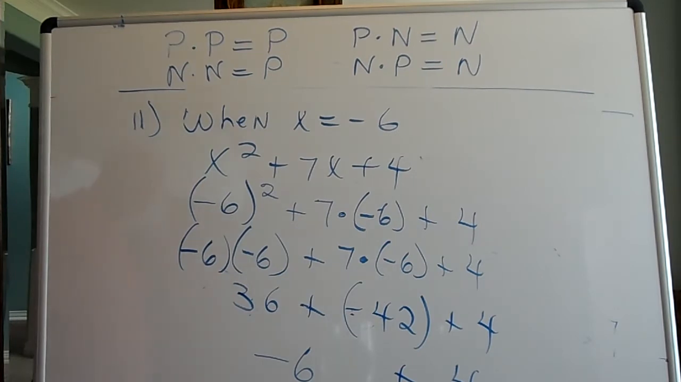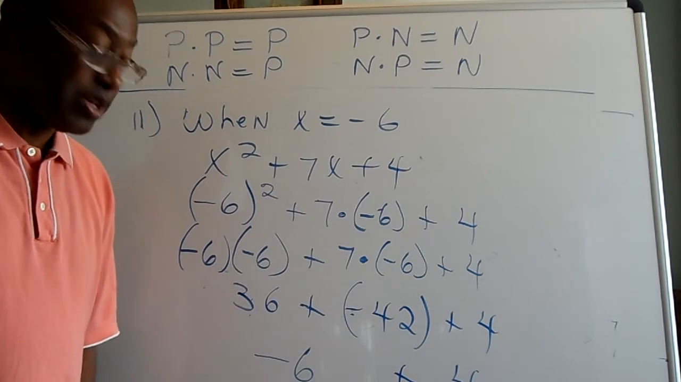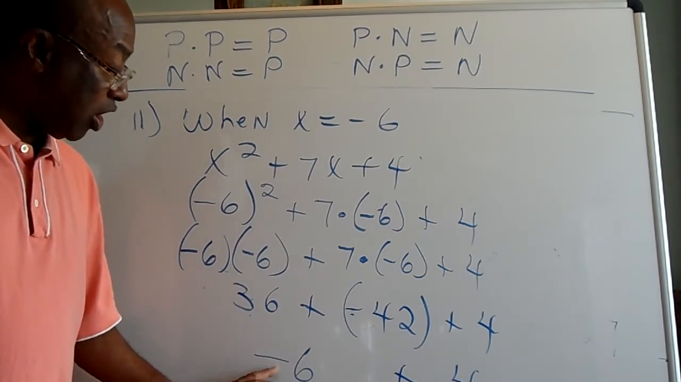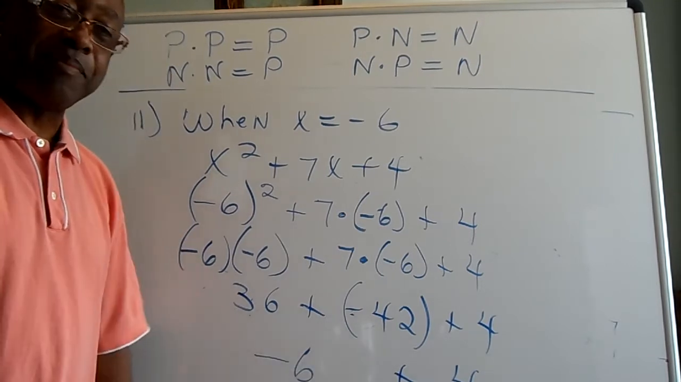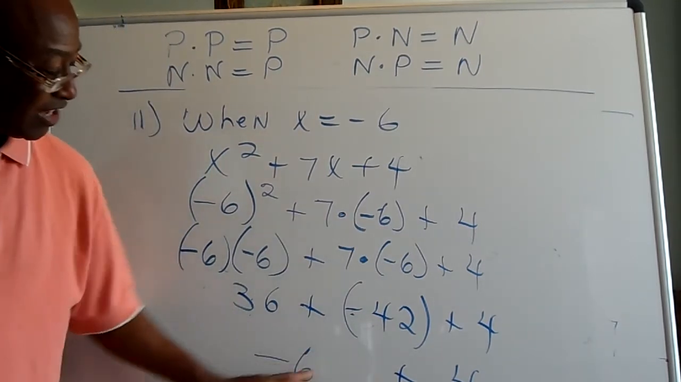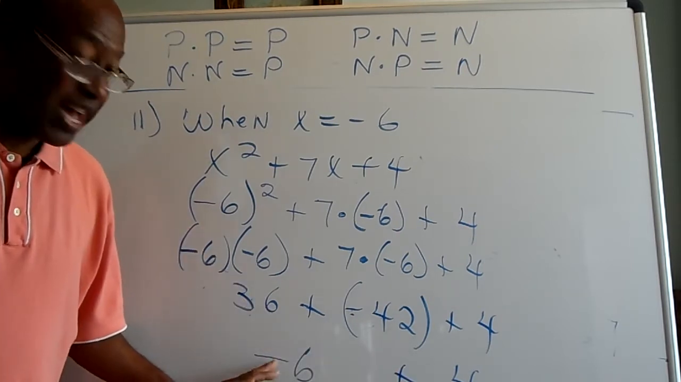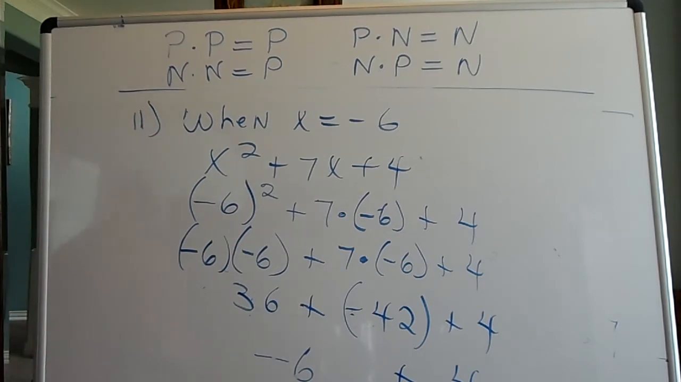I have a little song that goes something like, when adding numbers with different signs, take the sign of the largest, then subtract them. That might work for you too. It's a nice little song. Try that. Adding numbers with different signs, take the sign of the largest, then subtract them. You might like that.